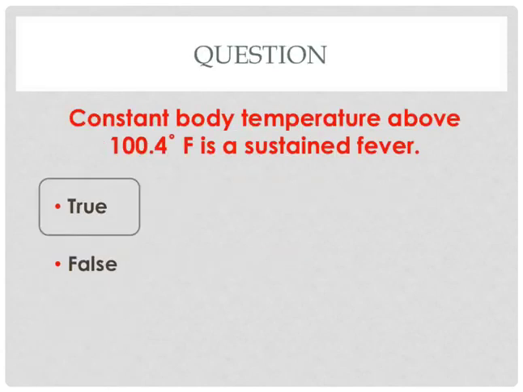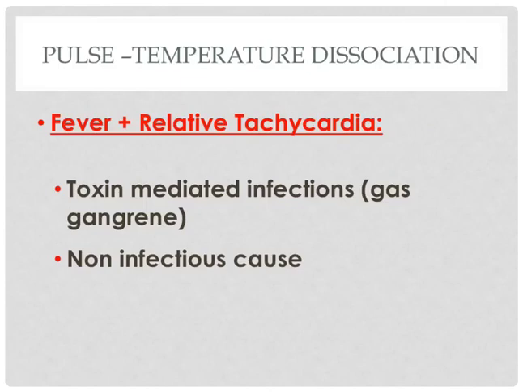Alright. So we'll talk a little bit about pulse temperature dissociation. Fever with relative tachycardia, usually seen in toxin-mediated infections. So they have fever, but they have disproportionate tachycardia. There's so much tachycardia that it just doesn't correlate with the amount of fever, and that's usually seen in gas gangrene, or it could be a non-infectious cause as well.